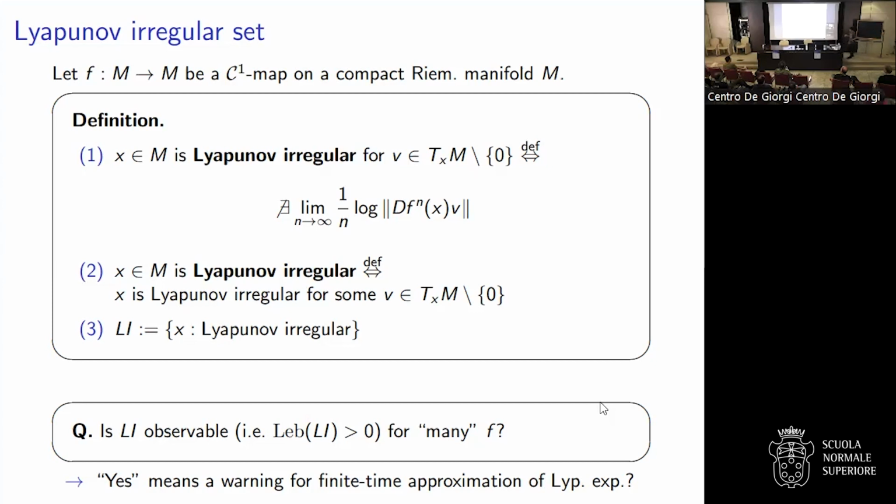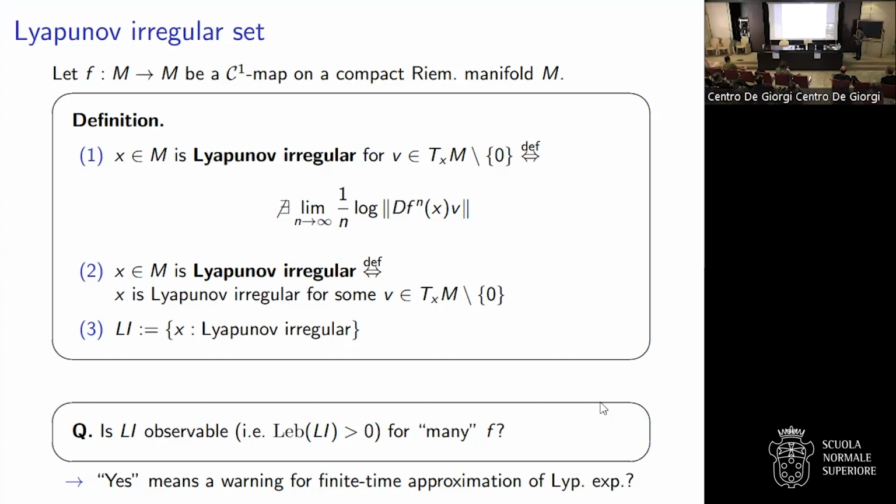I should say that some people consider other definitions of largeness, like residuality or positive dimension. Some people did work on the Lyapunov irregular set, like Paolo Barrientos did nice work, but sorry, today I don't talk about it. So my question is the positivity of Lebesgue measure for this set. And I will precisely explain what I mean by many.